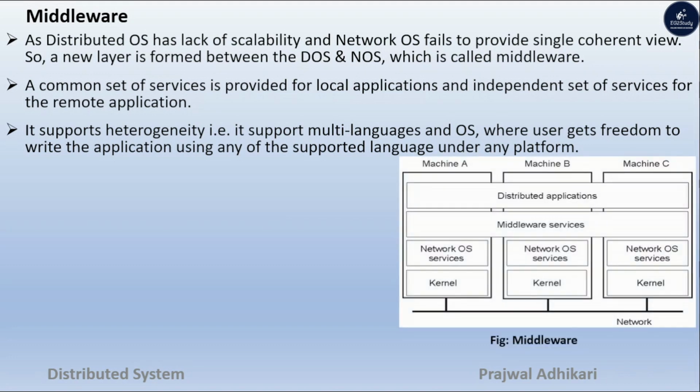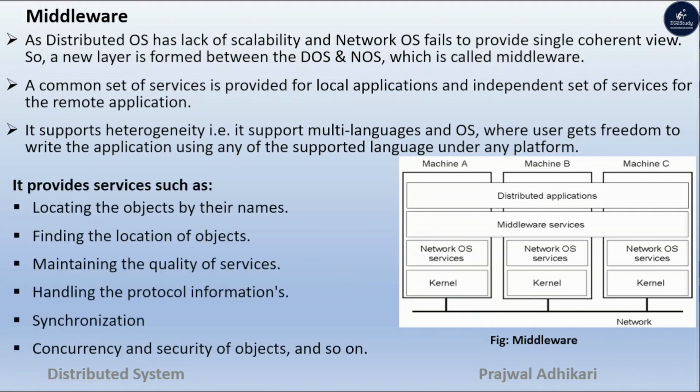Here is the diagram of middleware. Three machines A, B, and C are there. Middleware is present between the distributed operating system and the network operating system. Each machine has its own kernel. This is the diagram of middleware. Middleware provides different services such as locating objects by their name, finding the location of an object, maintaining the quality of the services, handling protocol information, synchronization of data, concurrency and security of objects, and others.